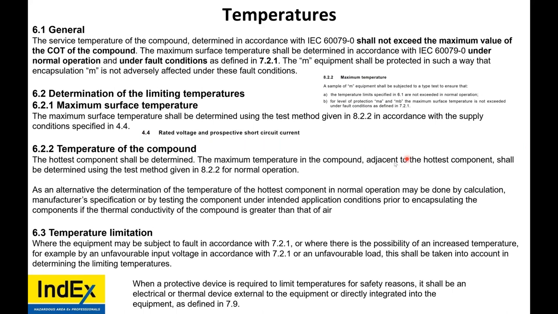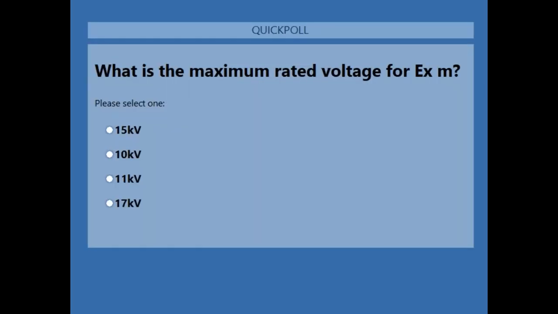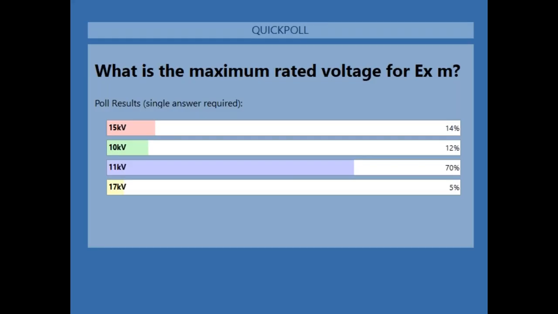Now let's jump into a poll. What is the maximum rated voltage for EXM? Maximum rated voltage. Only one answer. Remember, it was at the beginning of the presentation. But 60% voted. If we could get a few more, give another 10 or 20 seconds. Okay, I'll share that. So everybody, the correct answer is the maximum voltage is 11 kV.